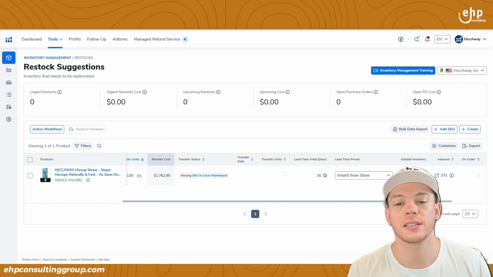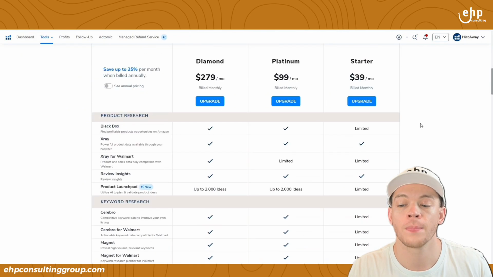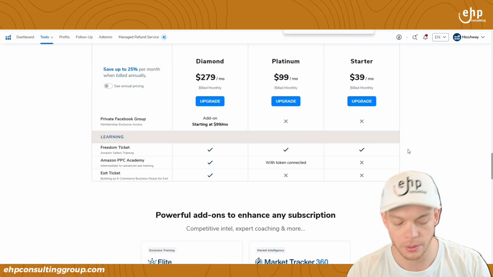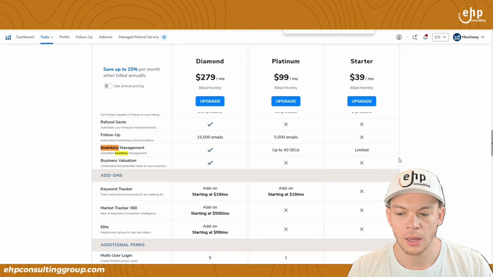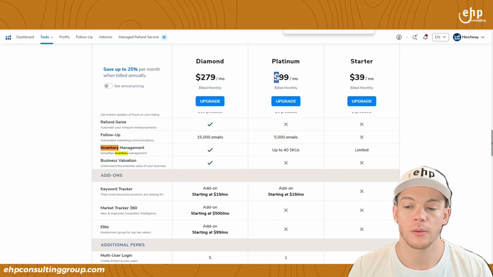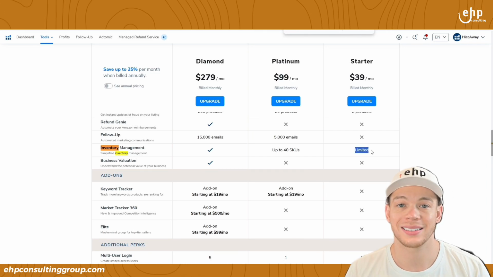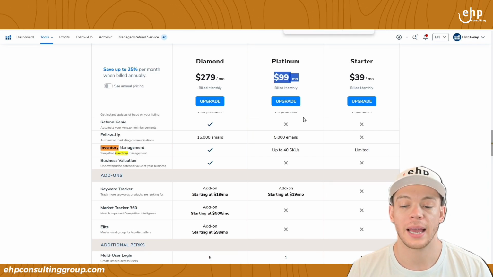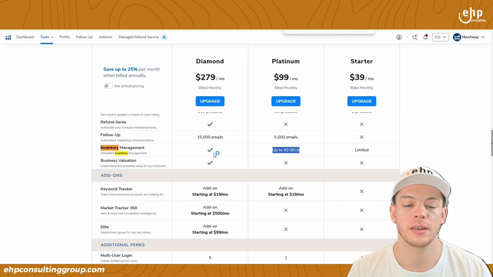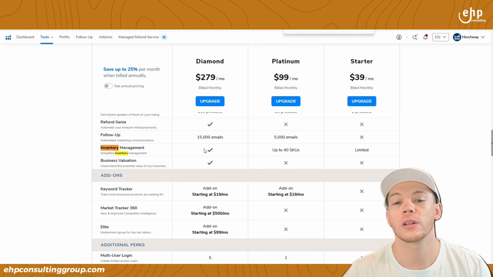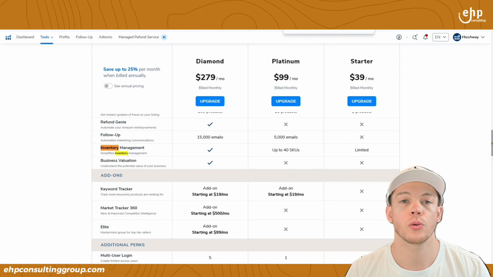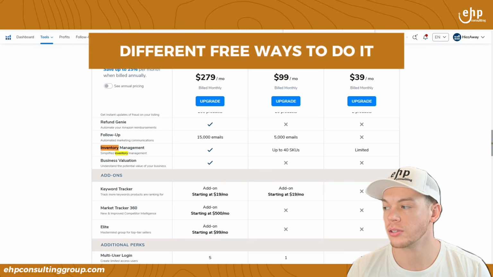But the thing about these types of tools is they do cost a significant amount of money. Let's go check how much it costs for the inventory. Right now, $39 a month for Limited, which is pretty much not going to give you access to the entire tool. Platinum, $99 a month, up to 40 SKUs. And then Diamond is going to be for everything. So it really depends. Do you want to pay for it? But in this video, I'm showing you some different free ways to do it.